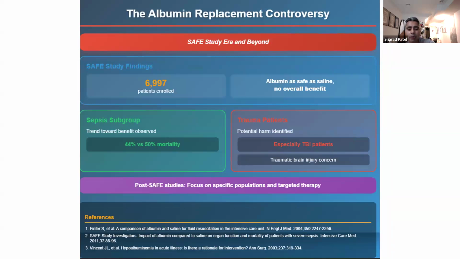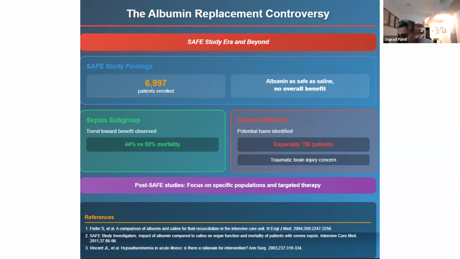So can we just replace albumin? Right, so this is a good question. In patients who are critically ill, with sepsis, septic shock, can you give albumin and does the outcome improve with this or not? So the SAFE trial, which was a sepsis trial done a while back, they looked at about 7,000 patients and they found that albumin was safe compared to saline, right?